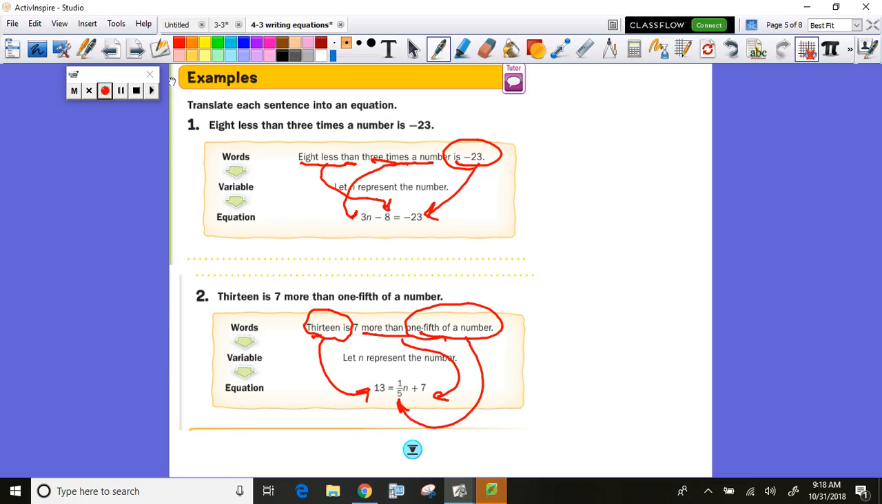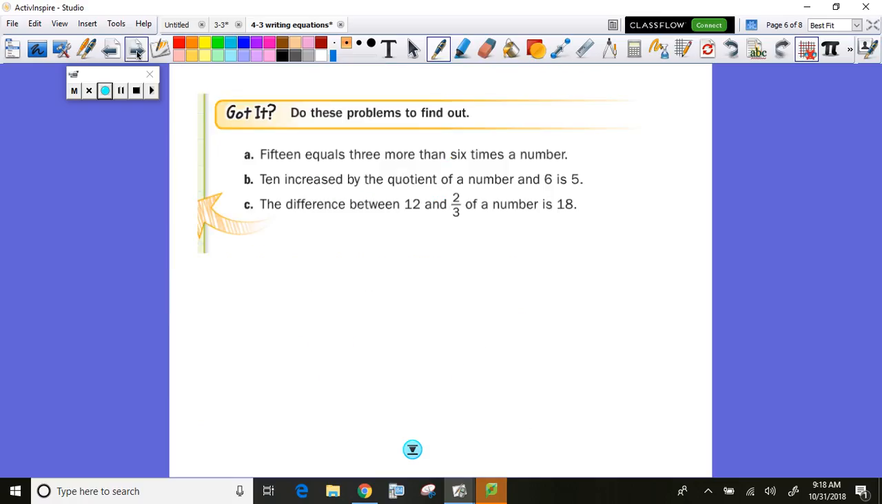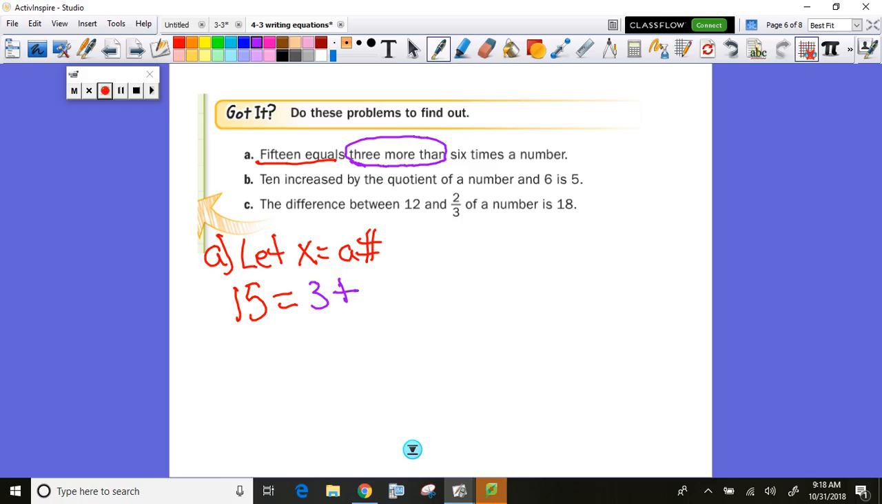Now we're going to do some examples. So example A. It says 15 equals 3 more than 6 times a number. The first thing I need to do for A is I need to let x equal a number. You have to always tell me that. Now, 15 equals 3 more than, so that's 3 plus 6 times the number, which is 6x.